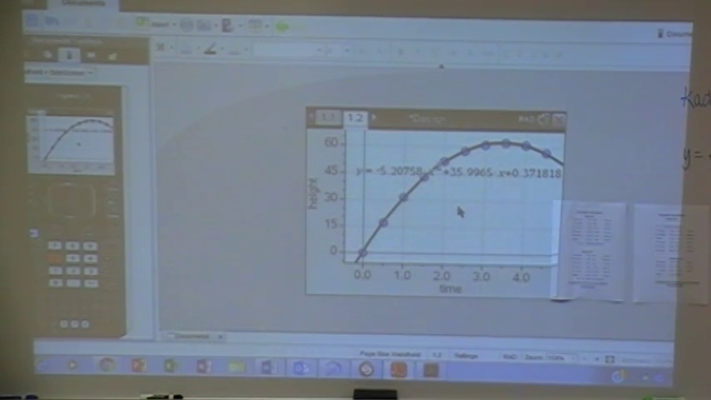Now, it tells you right here on this page to write in the function, but it says round to the nearest tenth. So when you write it in, you're going to write in negative 5.2x squared plus 36.0x plus 0.4 would be what you would write in. So go ahead and write that in.